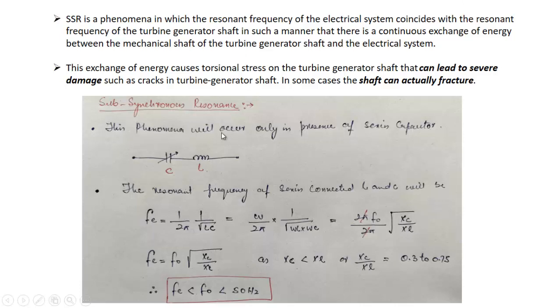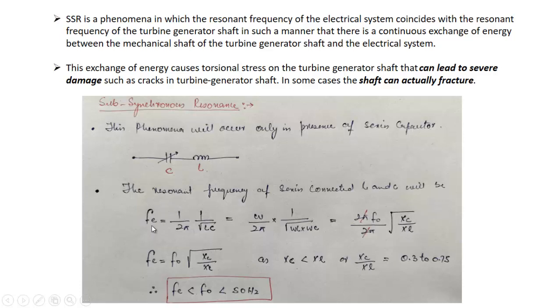So this phenomenon, the sub-synchronous resonance SSR, will occur only in the presence of a series capacitor. As we know, when there is a series capacitor, there will be some resonance between this series capacitor and the inductance of the line. So the resonant frequency of these two electrical elements, that is the capacitance and the inductance, will be given by this.